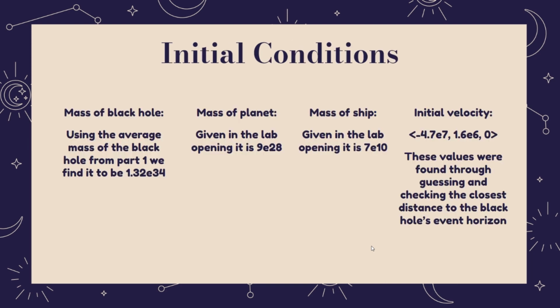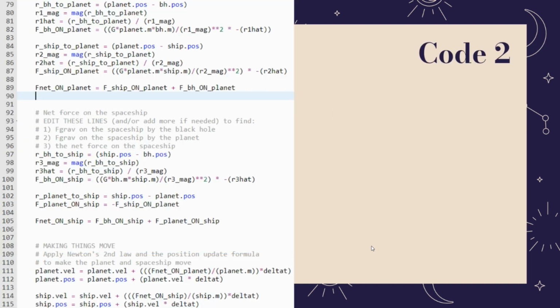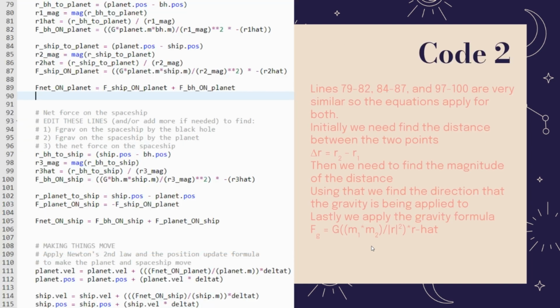Very cool. And then our initial conditions, we have the mass of the black hole that we averaged from the last one. We put it into Excel, and then found the average of all of those data points, and we found it to be 1.32 E34. The mass of the planet and the mass of the ship are both given in our sample code, and then our initial velocity, which is just guessed and checked to get the closest position to the black hole's event horizon. All right, so now let's break into it.